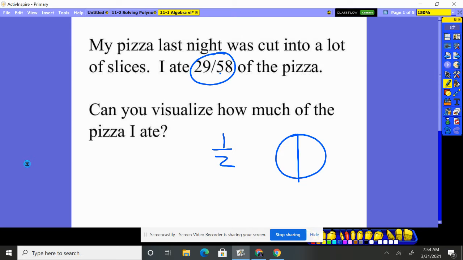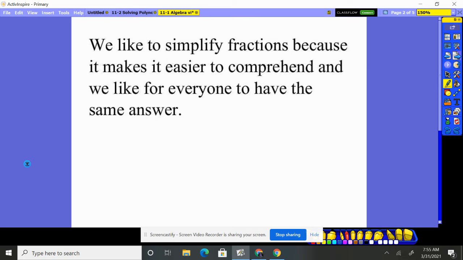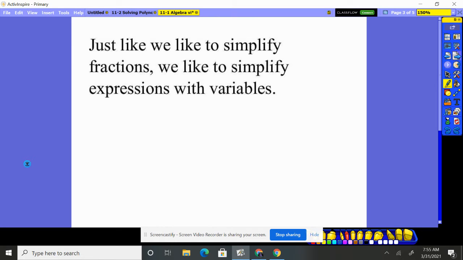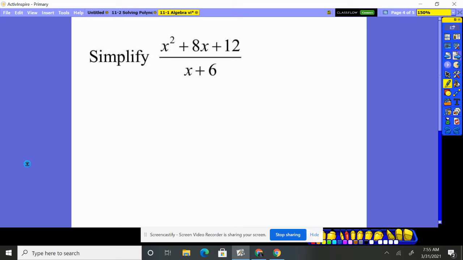What do we prefer? We prefer the smaller fraction. We prefer to simplify fractions because it makes it easier to understand, to comprehend. And if everybody simplifies their answers with fractions and other things, we all get the same answer. So just like we like to simplify fractions, we like to simplify expressions with variables also.